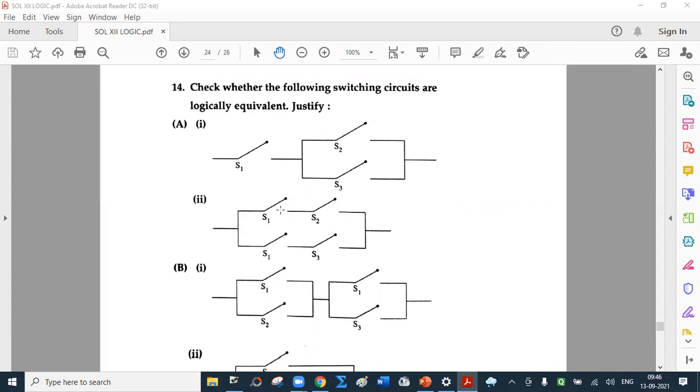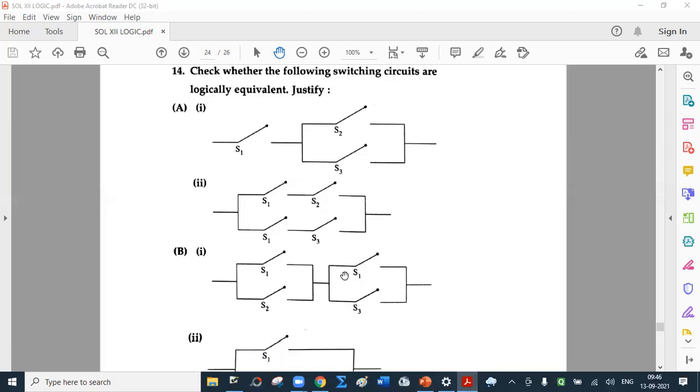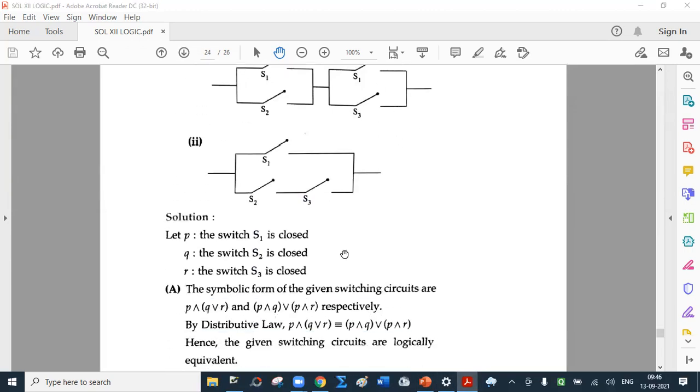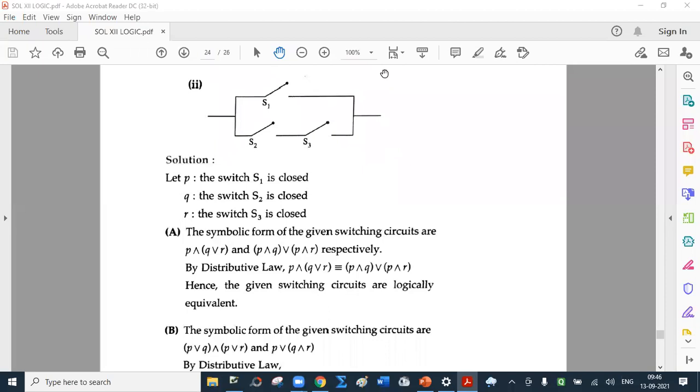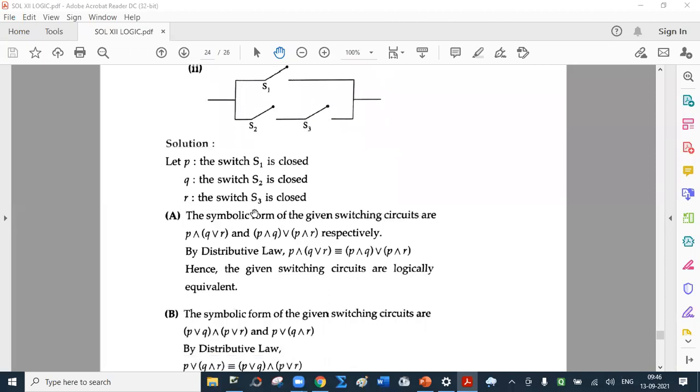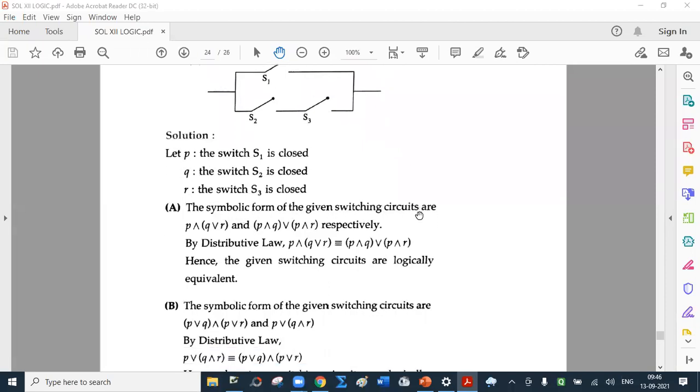Because of the distributive law. Just a minute. You have to begin with P, Q, R, etc. The symbolic forms of the given switching circuits are: first, P and (Q or R), and second, (P and Q) or (P and R). Now, by the distributive law, P and (Q or R) is equivalent to (P and Q) or (P and R). Hence, the given switching circuits are logically equivalent.